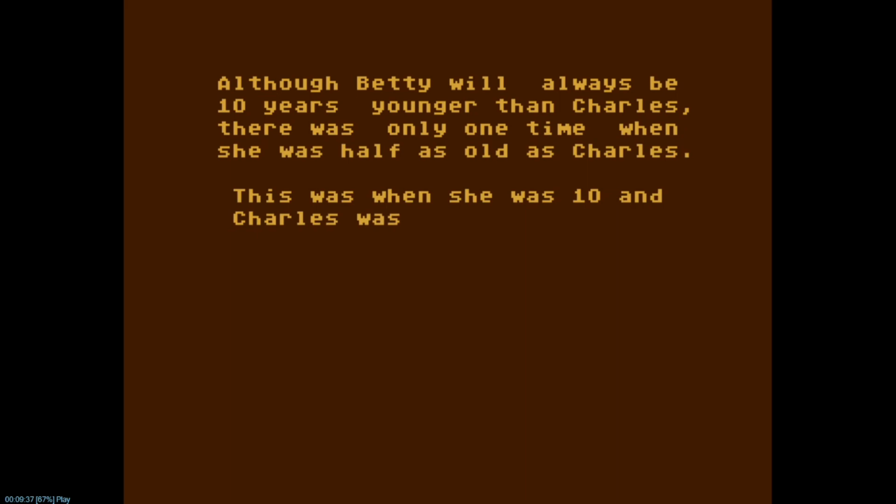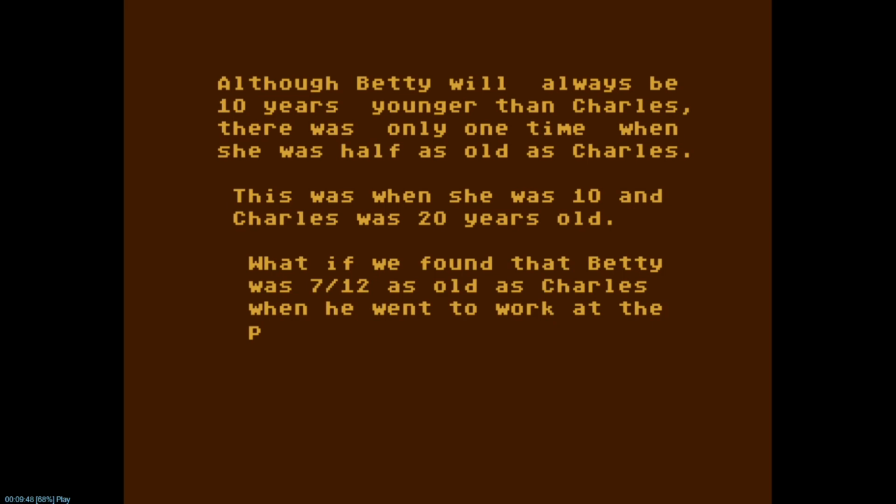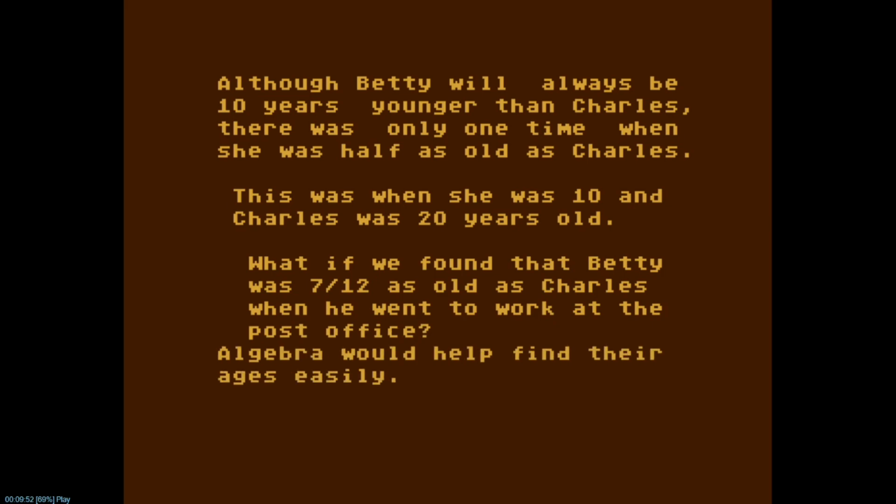Correct. But before we go ahead, we'd better remember that although Betty will always be 10 years younger than Charles, there was only one time when she was half as old as Charles. You can probably guess that this was when she was 10 and Charles was 20 years old, so perhaps you don't need algebra to find when the snapshot was taken. But what if we found that Betty was 7/12 as old as Charles when he went to work at the post office? Algebra would help to find their ages easily.